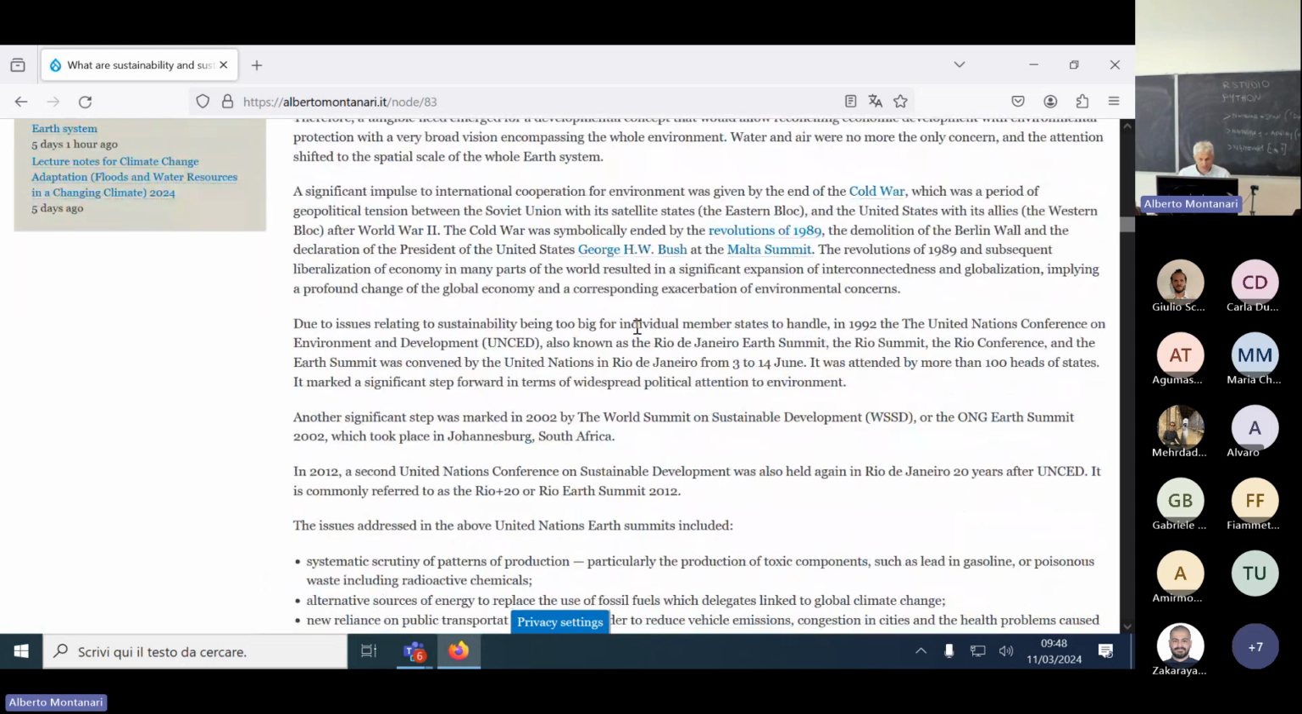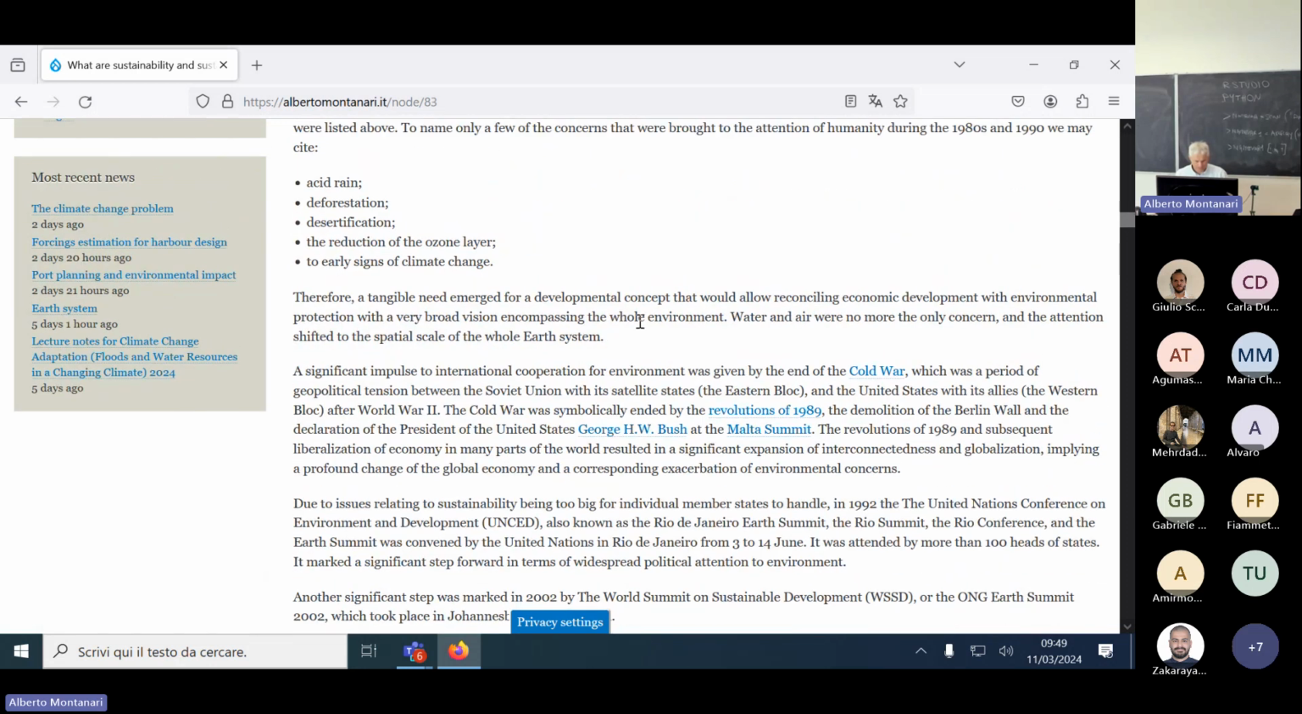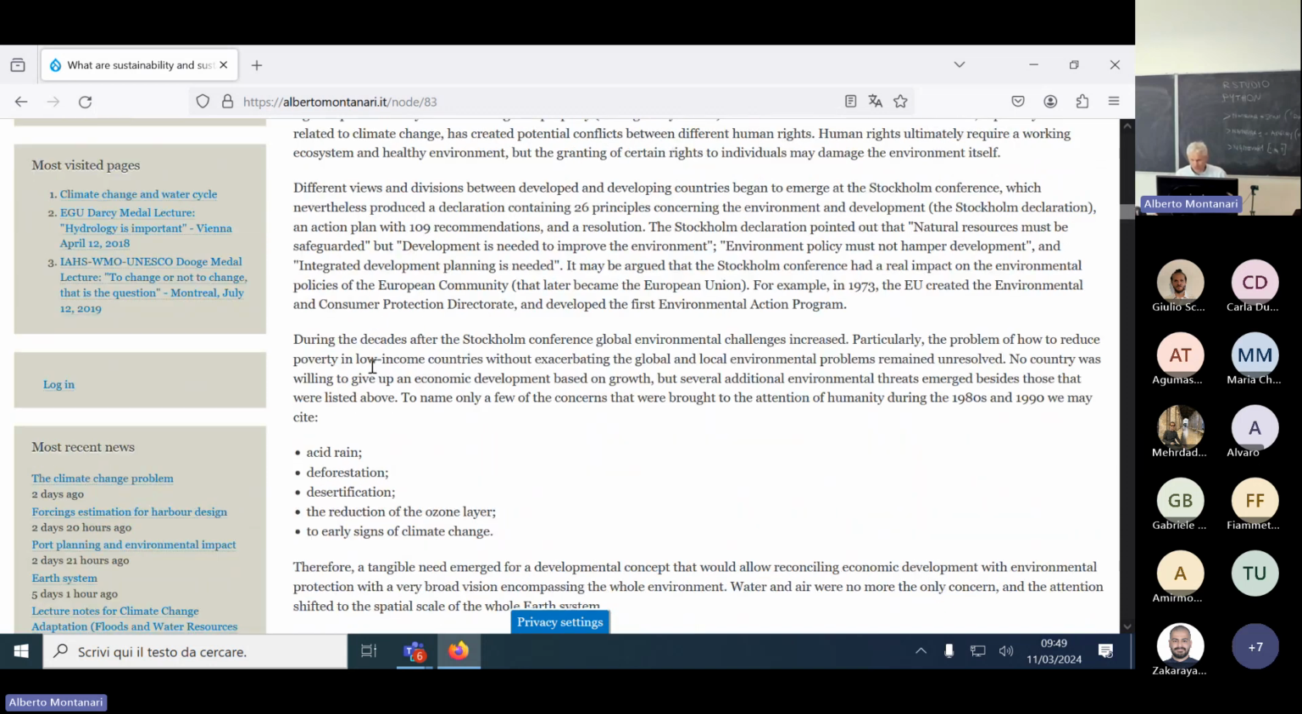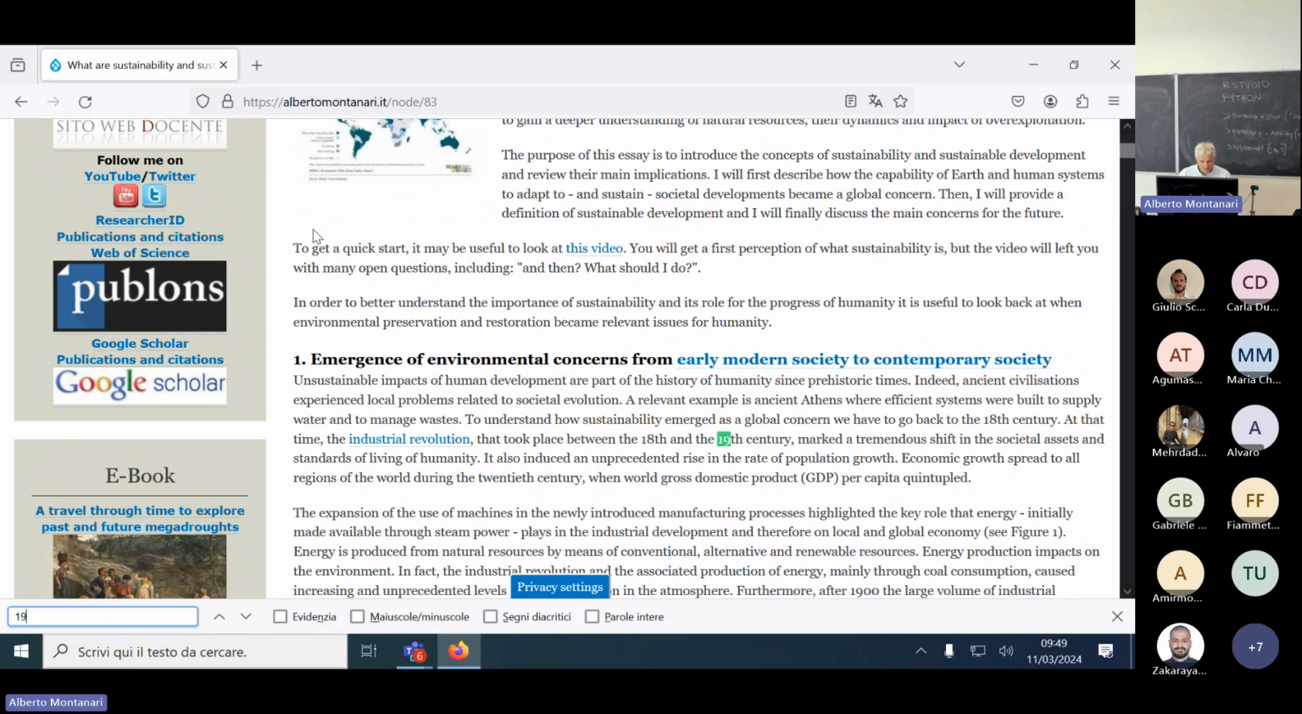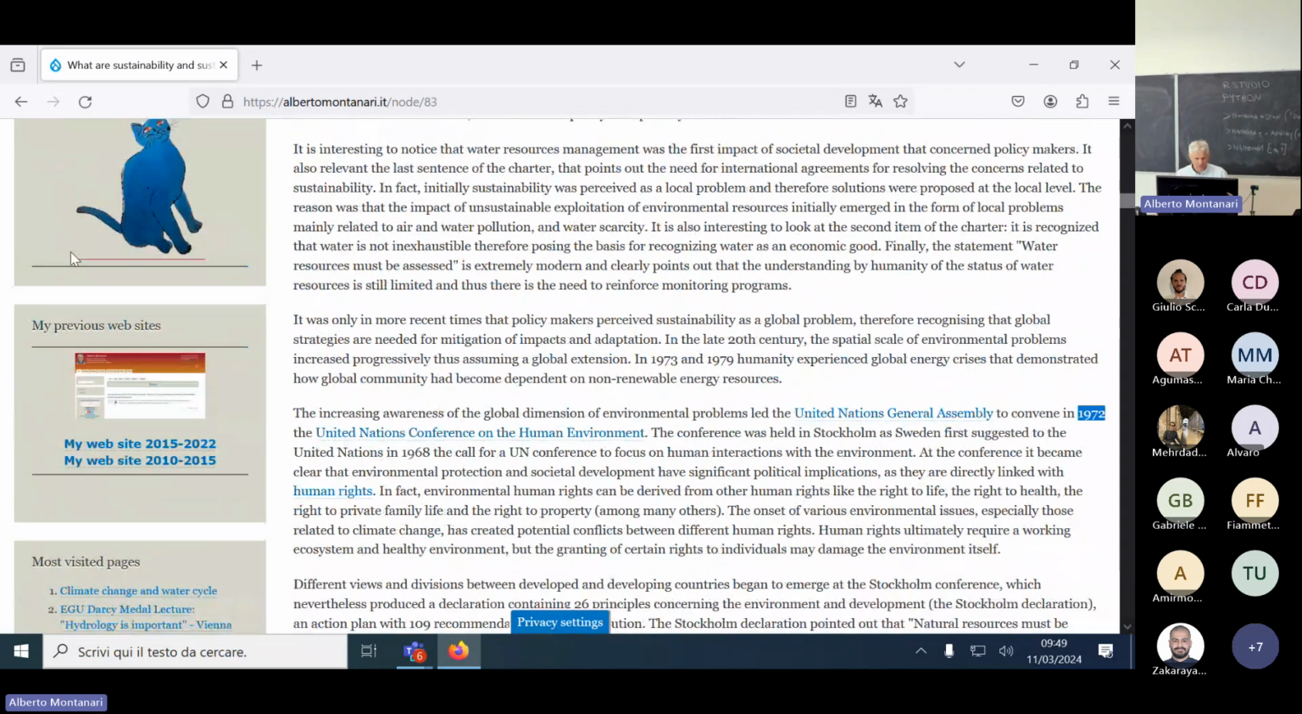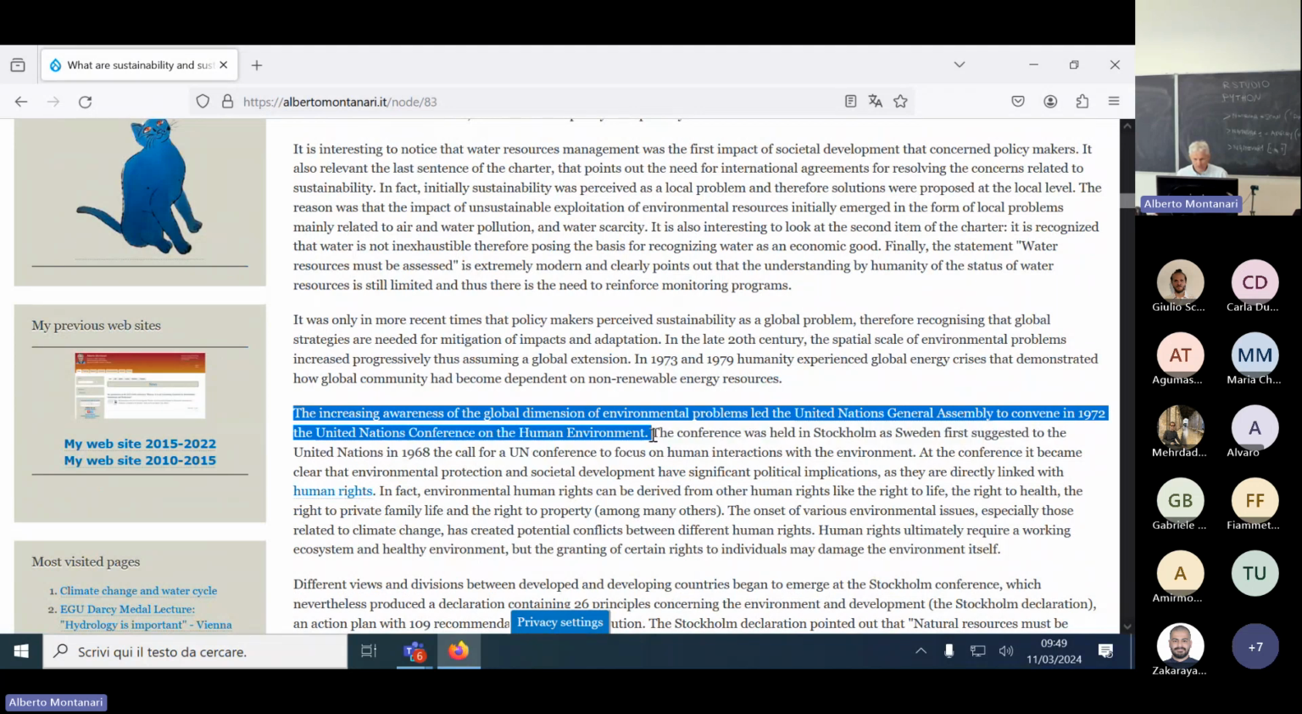And the first one was in 1972. I just have to find it. Okay, let me just find 1972. Okay, perfect. The United Nations Conference on the Human Environment. It has been the first international conference on the global dimension of environmental problems.